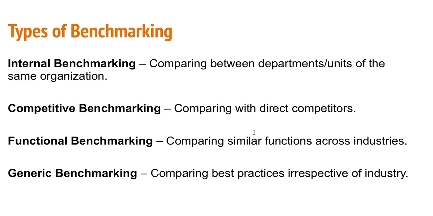There are different types of benchmarking. First type is internal benchmarking. Second is competitive benchmarking. Third is functional benchmarking. Fourth is generic benchmarking. Internal benchmarking is comparing between departments or units of the same organization. Competitive benchmarking compares with direct competitors. Functional benchmarking compares similar functions across industry. Generic benchmarking compares best practice irrespective of industries.